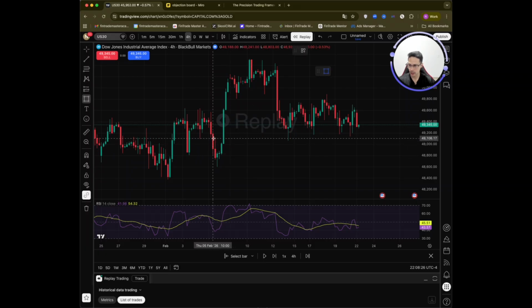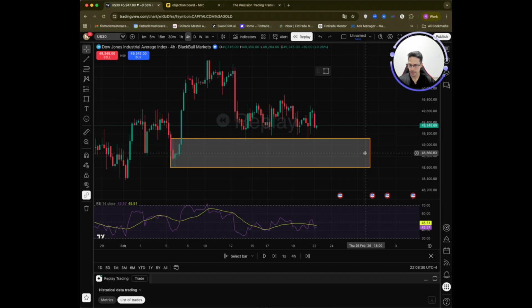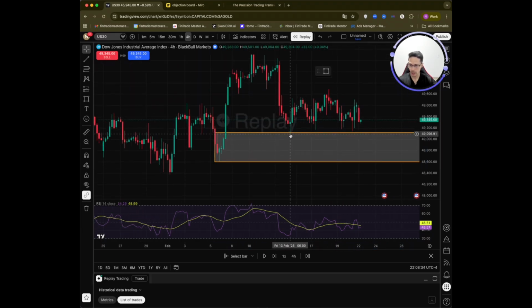So right here, you have a nice demand zone, right? A nice demand zone that it tapped into and then went straight up, right? So you could have taken this buy on the 4 hour and gone up. Now, here's the thing. This is the formation. Bearish candle followed by 3 consecutive bullish candles, right?